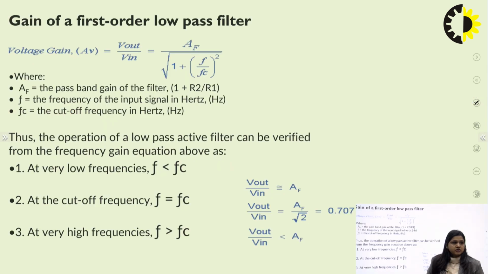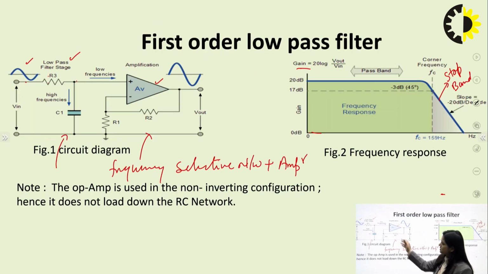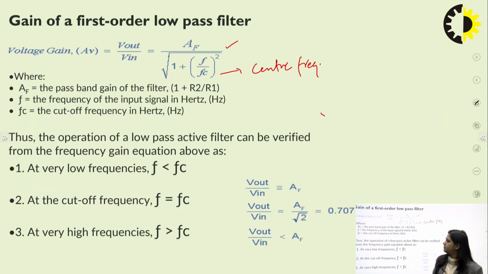For the first order low pass filter, FC is the center frequency, and AF is the gain. You can see that this is a non-inverting amplifier configuration. So the gain AF of the non-inverting amplifier is RF by Ri, and here RF is R2, on Vin, that is the gain.